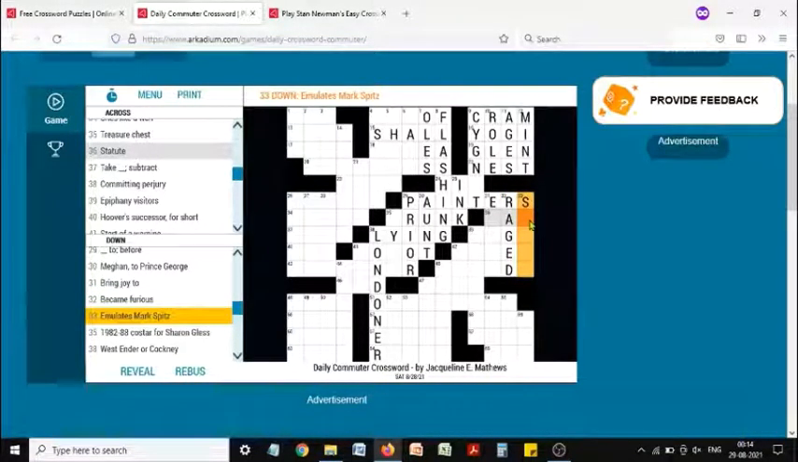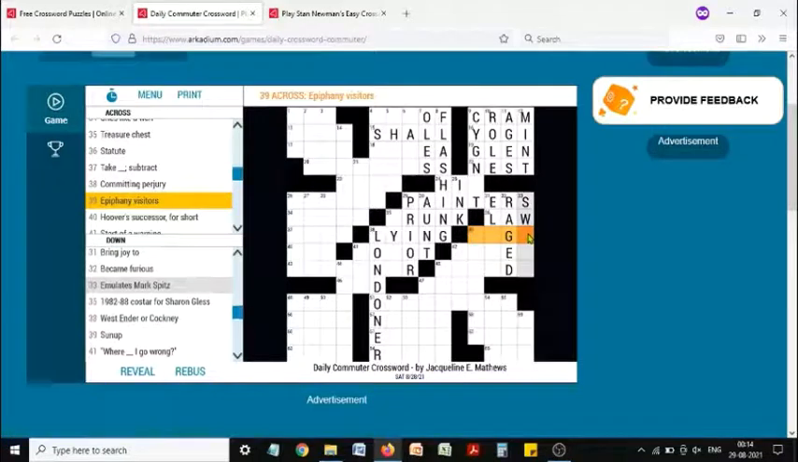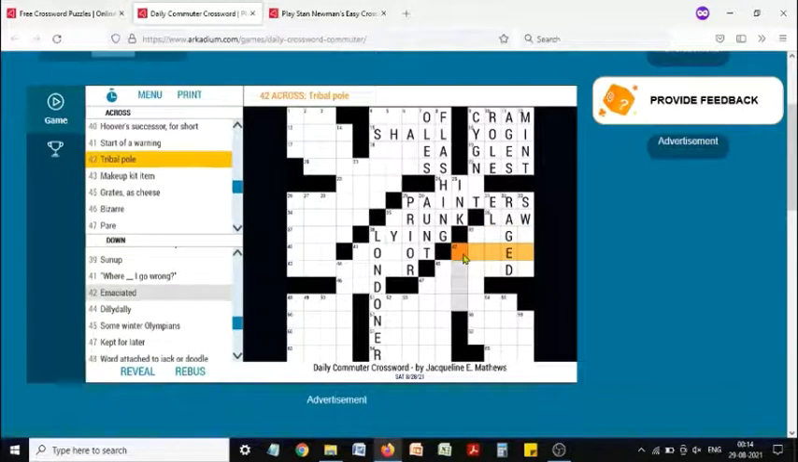33 down. Emulates Mark Spitz. No, I don't know who Mark Spitz is. Statute. Statute is a law. 39 across. Epiphany visitors. It's in plural, so no. This can't be the letter S because this won't make any word. SWS, there's no word that begins like that. Tribal pole is a totem.